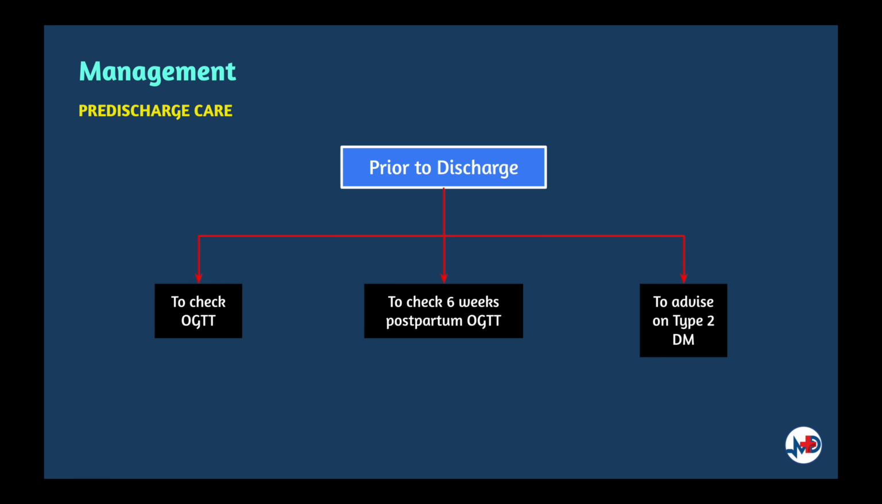Prior to discharge, make sure to check the patient's glucose level to exclude previously undiagnosed type 2 diabetes mellitus. At 6 weeks postpartum, another oral glucose tolerance test should be done. Educate the patient about the risk of developing type 2 diabetes mellitus in the future, but this risk can be reduced by maintaining physical activity and avoiding obesity.